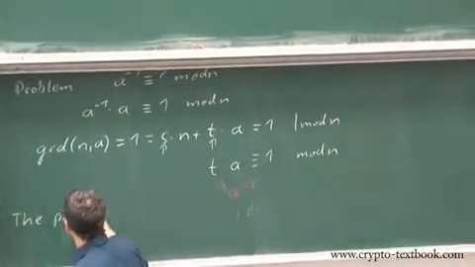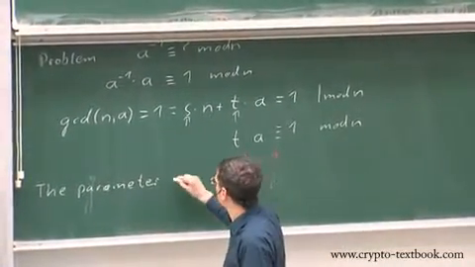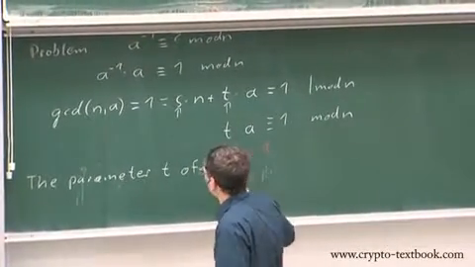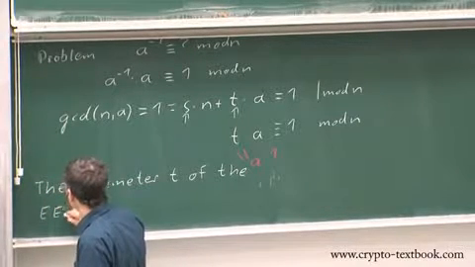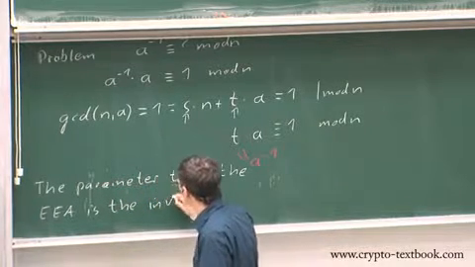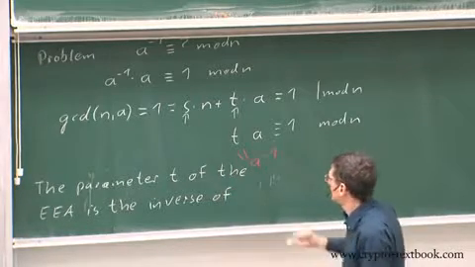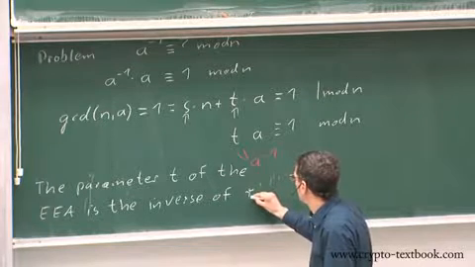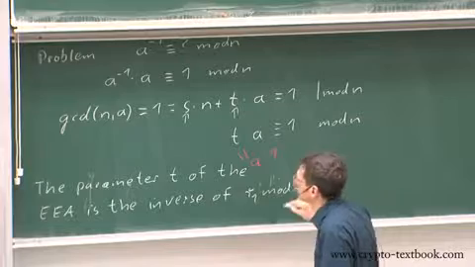The parameter, or coefficient, we called it before coefficient, the parameter T of the EEA, extended Euclidean algorithm, is the inverse of, if you go back to the Euclidean algorithm, of R1 modulo R0.